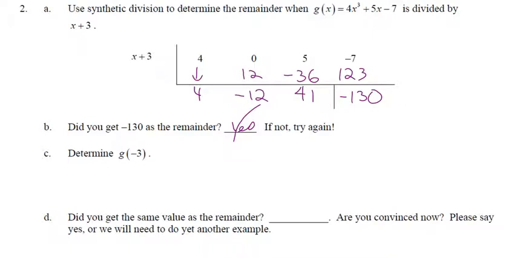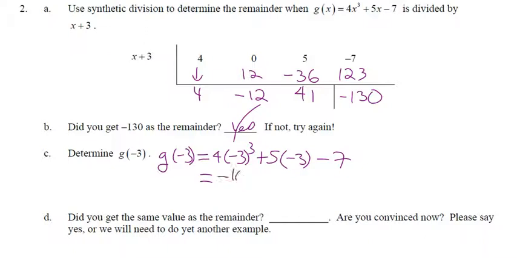Determine g of negative 3. So note the placeholder for the x squared term, right? If you're looking at this, you're going constant, x, x squared, x cubed. That's how you tell. You could rebuild the polynomial. It's 4x cubed plus 5x minus 7. So, negative 108.